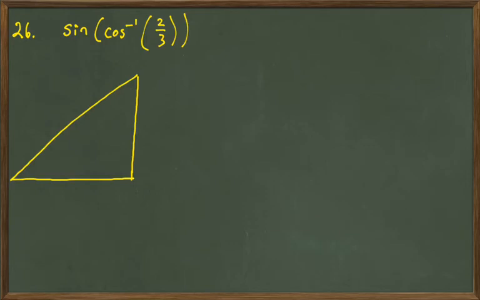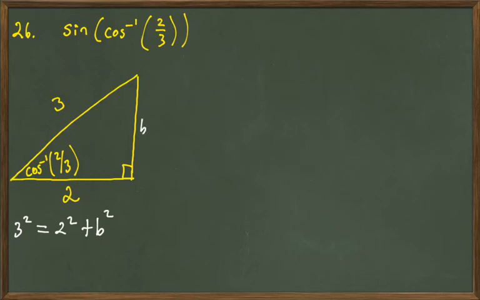So in quadrant 1, cosine is the adjacent side, which is 2, and the hypotenuse is 3. Use the Pythagorean theorem to find the missing side. So 3 squared is equal to 2 squared plus b squared. Call that b. So b is going to be equal to the square root of 5. Okay, and the sine is going to be opposite over the hypotenuse, opposite being the square root of 5, and the hypotenuse being 3.